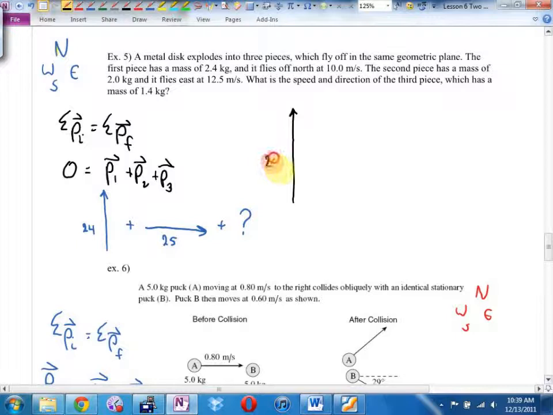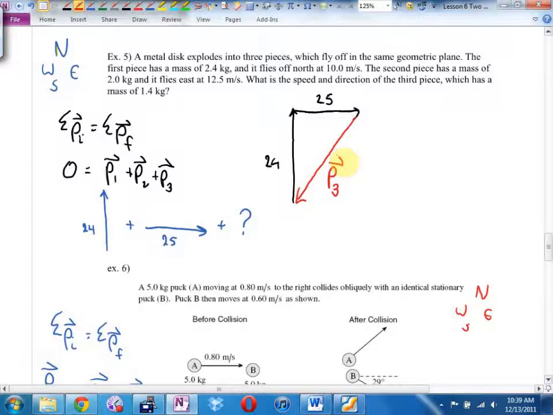Now, some of you might say, hey, Mr. Dueck, it's not this. It's not this. What was my initial momentum, Arvinder? My overall momentum, what was it? Zero. You know what my final momentum has to be then? What will that look like in a triangle? Back to where you started from. There's momentum of object three. That's the magnitude. Oh, and Nicole, the direction is going to be that.